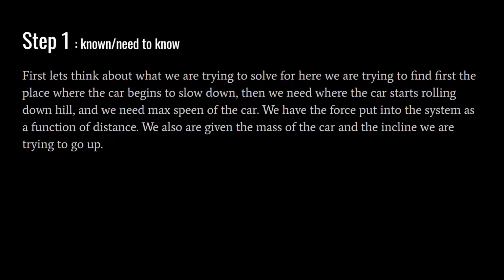Step 1 is first let's think about what we are trying to solve for here. We are trying to find the first place where the car begins to slow down. Then we need to find where the car starts rolling downhill. And we need the max speed of the car. We have the force put into the system as a function of distance. We also are given the mass of the car and the incline we are trying to go up. Since we have the incline and the mass of the car, that'll allow us to find the force required to move the car at any given time to overcome the force pulling it down the hill from gravity.